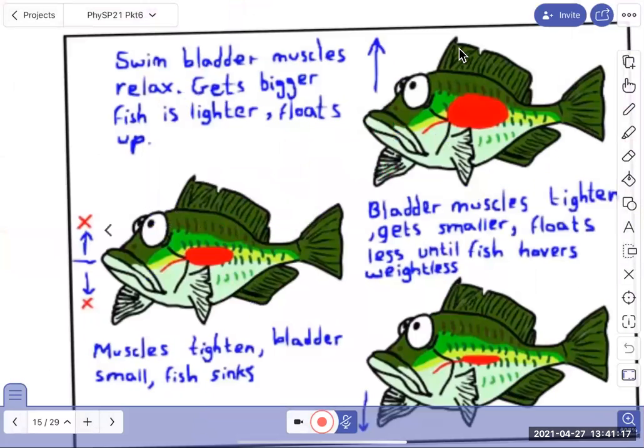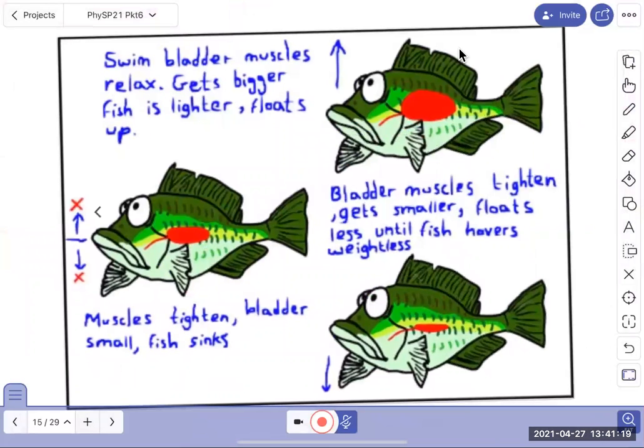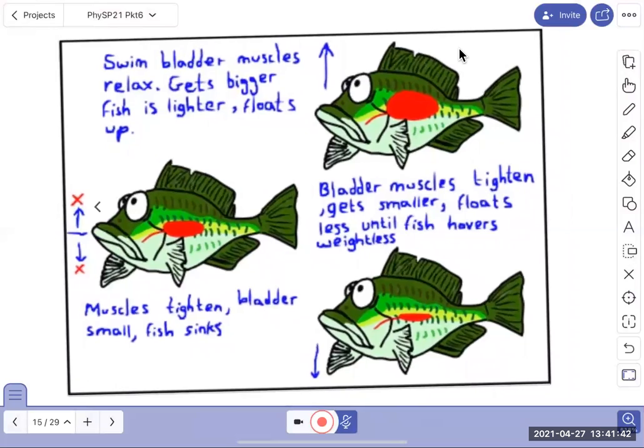Here's a cartoon of it. When the swim bladder muscles relax, it gets bigger, and then the fish is lighter. More of the fish is air, so the density of the fish becomes less than 1 gram per mil. The fish then floats up, and then the bladder muscles tighten up, get smaller. That means the fish becomes more dense than 1 and can sink in water. So man, that's pretty crazy. You ever thought of that one?